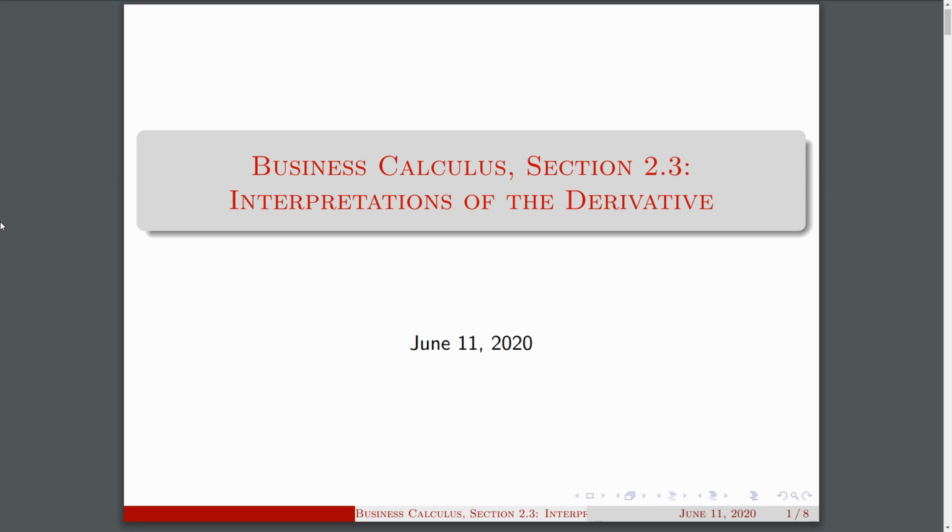Section 2.3, interpretations of the derivative. So far we've talked about what the derivative is, and now we just want to think about what it means in a business context. In this section we want to introduce some notation and get used to using words to explain the numbers that we get. I have a couple formulas for you. So let's get started.